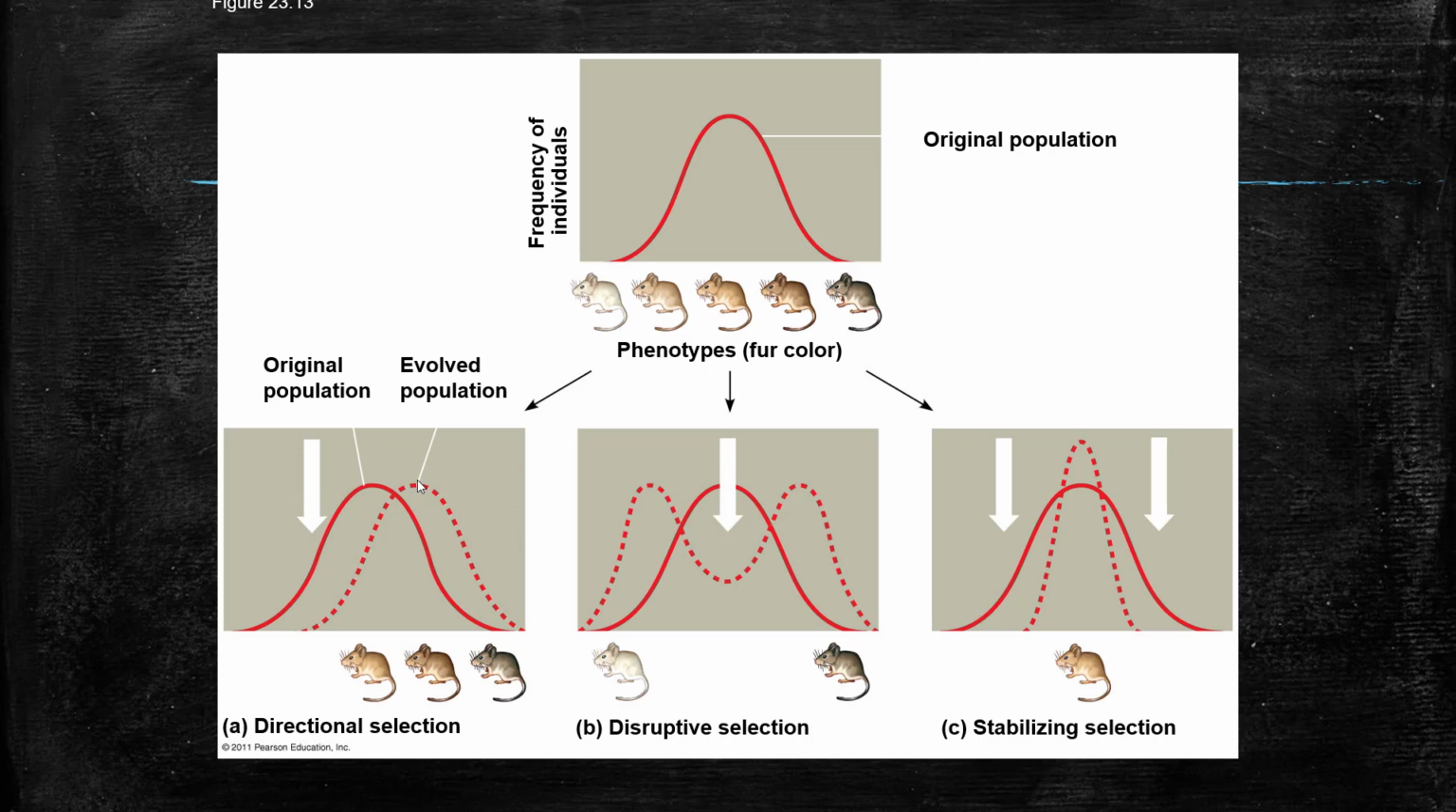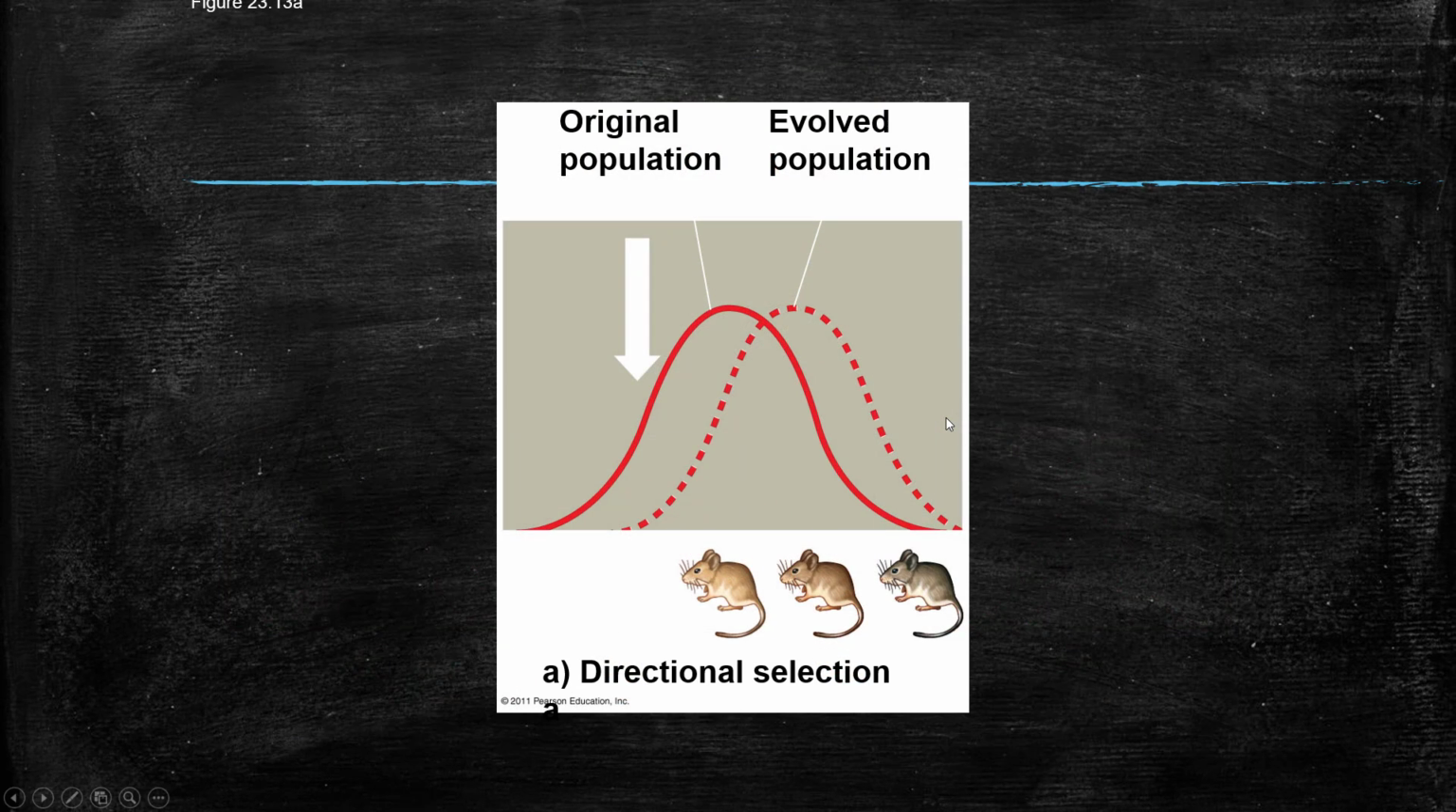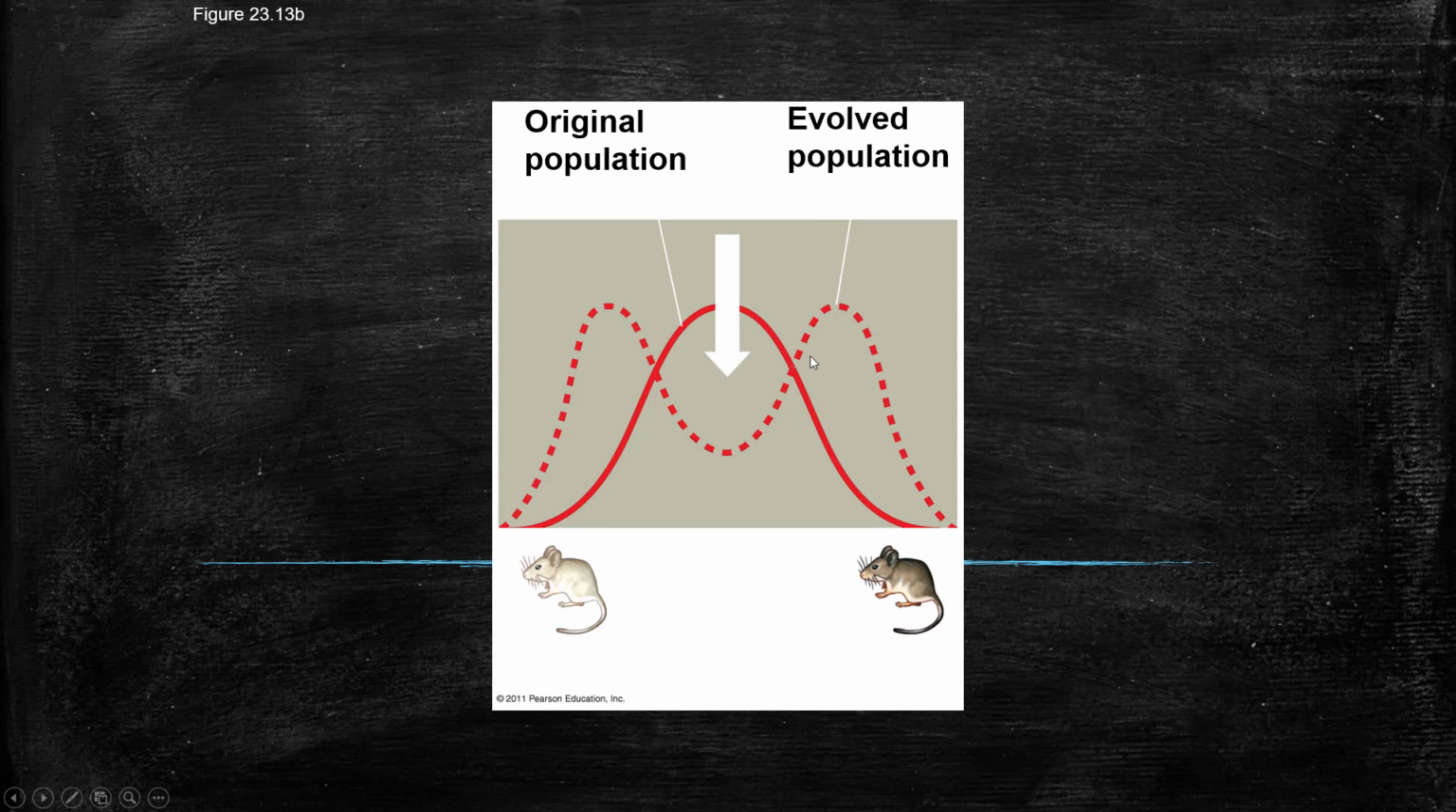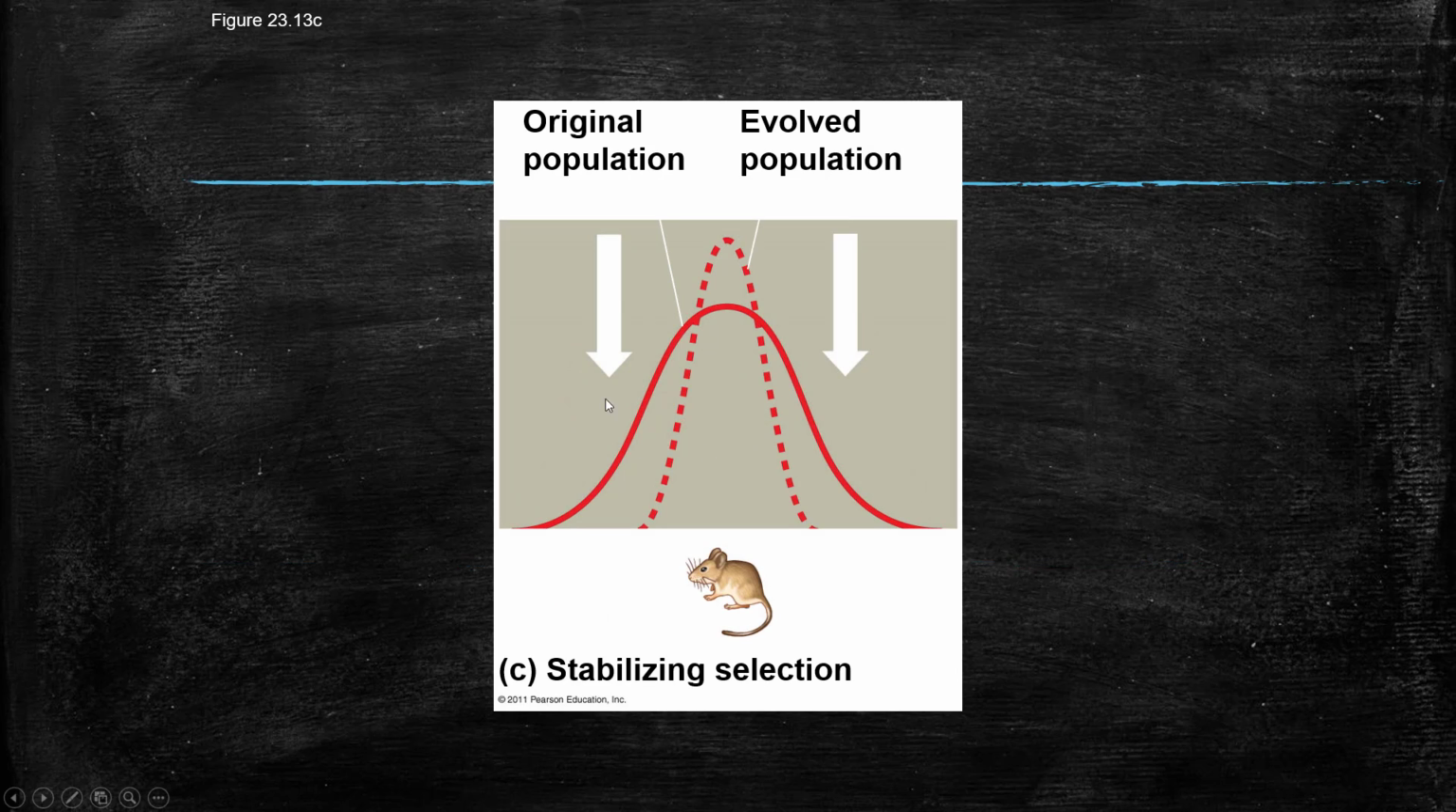So you could have directional selection followed by stabilizing selection, for example. You know, we could combine these depending on what's going on in the environment. So directional selection, what was extreme is now more common. Disruptive selection, what was average is now rarer, and what was extreme is now more common. But in this case, you have 2 different extremes that are more common. Stabilizing selection, the extremes have gone away and average has become more common.